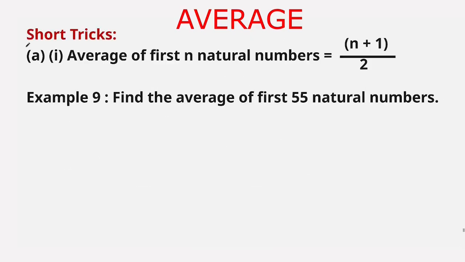Our next point is short tricks. Point A, part 1. Average of first n natural numbers equals n plus 1 upon 2. And based on this formula, the example is example 9. Find the average of first 55 natural numbers.